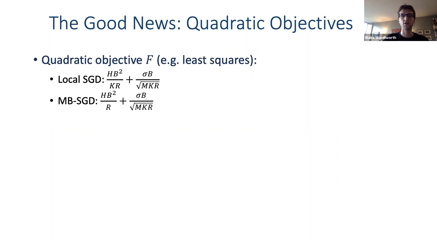So if you look at this local SGD guarantee for quadratic objectives, you'll see that it only depends on K times R and not on K or R individually at all. So in other words, communicating a single time at the end is just as good as communicating all the time, after every stochastic gradient computation. So in some sense, SGD essentially perfectly parallelizes when you're optimizing quadratic objectives.